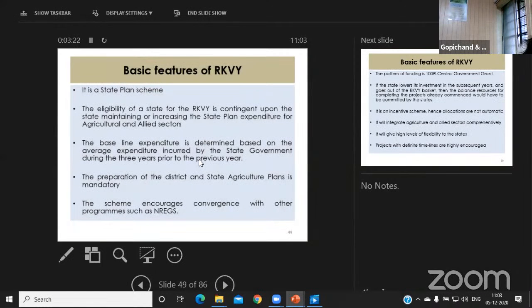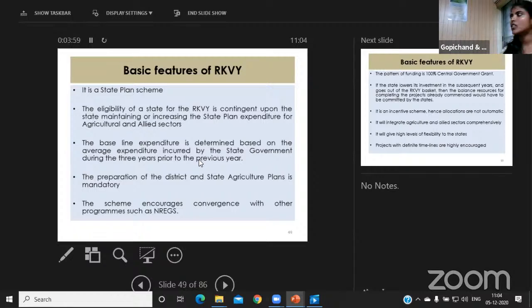And this is basically a state plan scheme, but centrally sponsored. The eligibility of a state for the RKVY is contingent upon the state maintaining or increasing the state plan expenditure. It means we have to increase the state plan expenditure for agriculture and allied activities to get funds from the RKVY project. And baseline expenditure is determined by the average expenditure incurred by the state government during the prior three years. And the preparation of the district and state agriculture plan is mandatory to obtain the funds from the RKVY project.